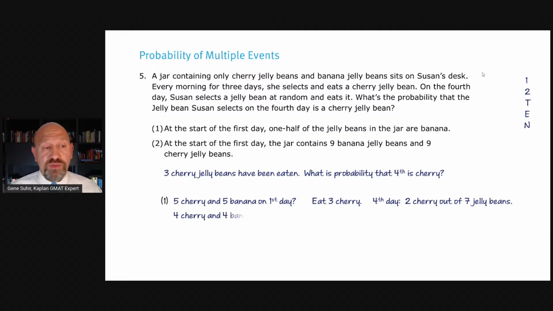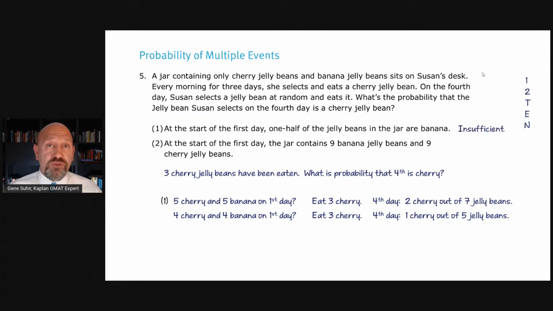But it didn't have to start out with 5 and 5, could have been 4 and 4, for example. And then if Susan ate 3 cherry, she'd have 1 cherry left out of the 5 jelly beans, different probability. So statement number one, not sufficient. And we can cross out some answers at that point, can cross out the 1st and 4th answer, what we call a Kaplan 1 by itself and each.